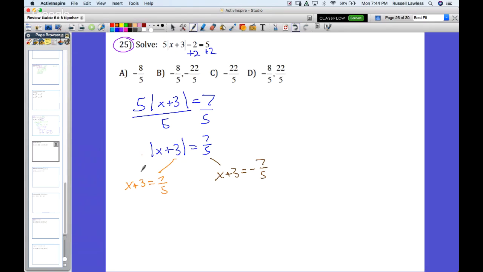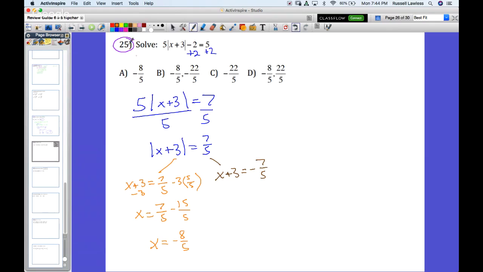So what we'll do is subtract 3 on both sides. And when we subtract 3, we need to find a common denominator. So that's essentially multiplying this guy by 5 over 5, and so that'll be 15 over 5. So then we'll get x should equal negative 8/5.